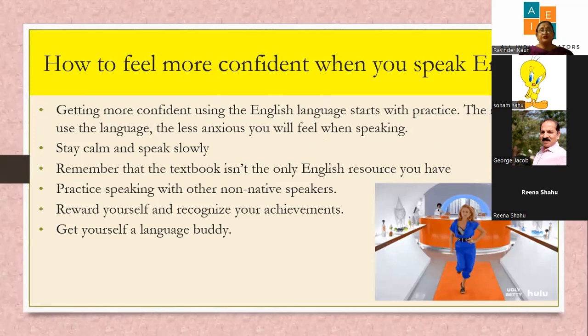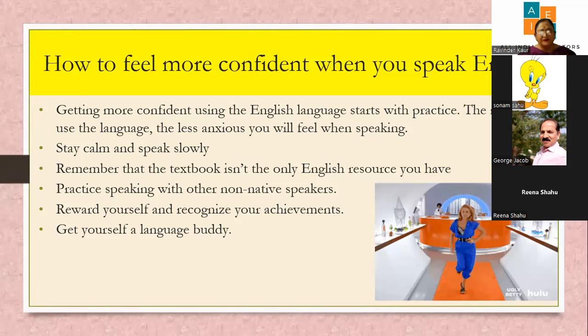Anybody who would like to learn? I'm asking the educators. Please, ma'am, tell your views. Other than the textbook, what else can we use for speaking and learning English? Reading, ma'am. English songs, videos. Yes, very good.